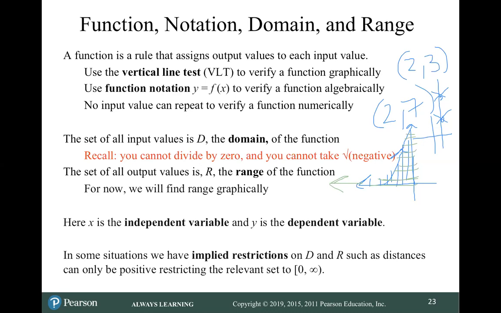Okay, and lastly, for our domain and range, we could have implied restrictions. We've seen this before where you have distances that have to be positive. So even if I have, for example, a function that could have negative values, if it's a distance, I know that those negative values can't actually happen. That's an implied restriction. Not a mathematical restriction, but a restriction on the situation. If I'm running a certain distance, I can't have negative distance that I'm running. Okay, so things like that are implied restrictions.